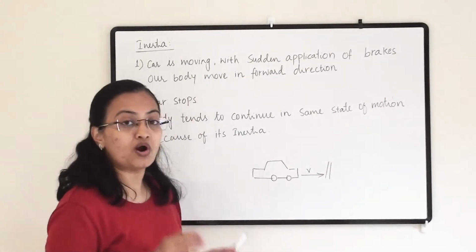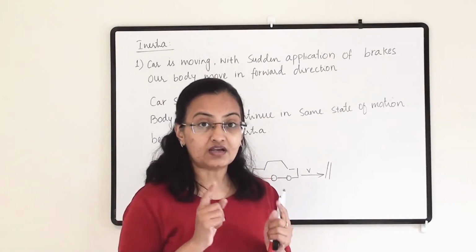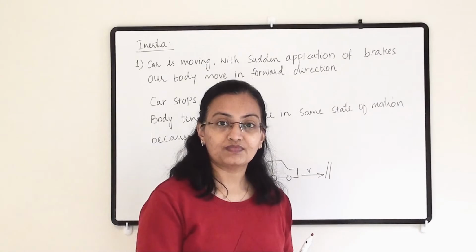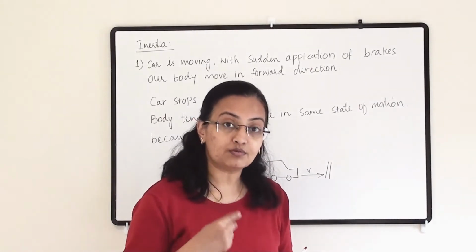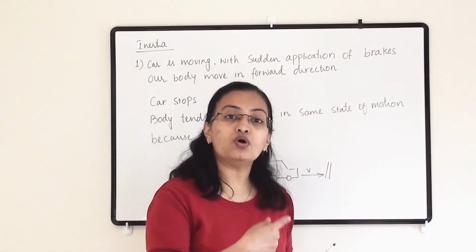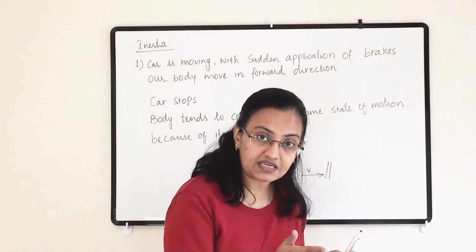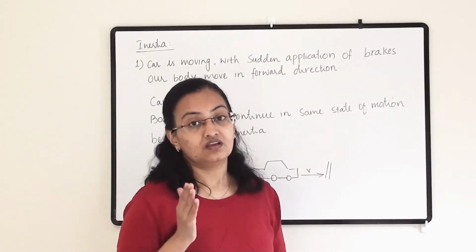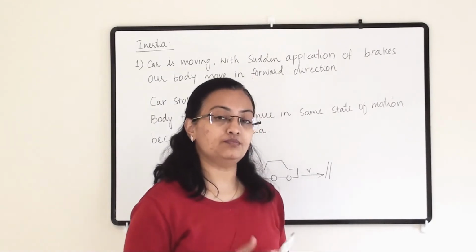So why is our body going forward? Because of our body's inertia. When the car was moving, our body was also moving along with the car. But by the application of a sudden brake, the car will stop, but our body's inertia is still in motion. So it will keep on doing the same thing until we stop our body intentionally and we come back. So this is the reason why we fall at the front by the application of a sudden brake.